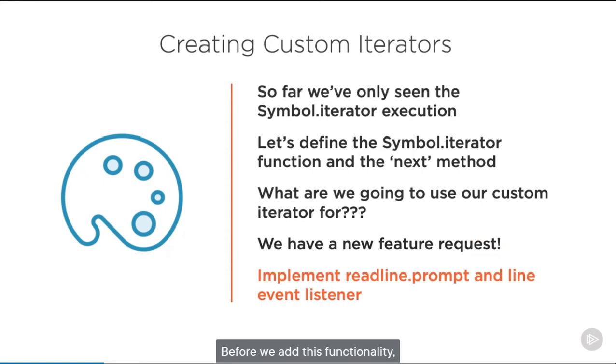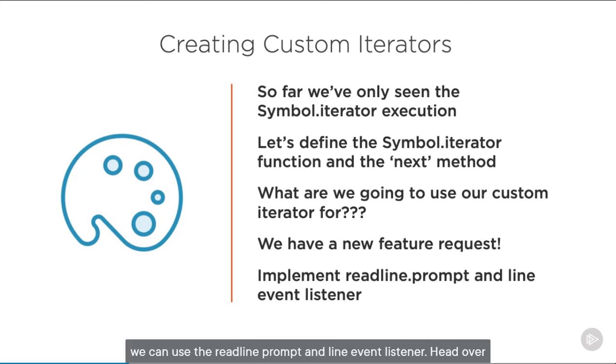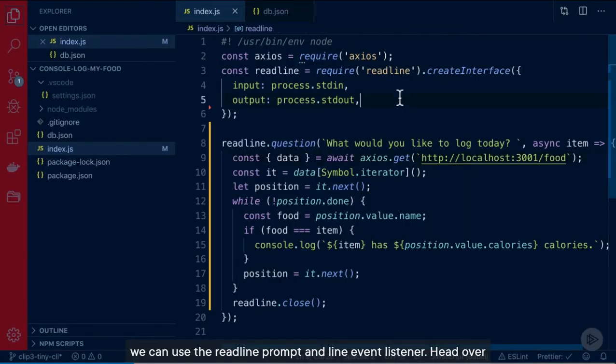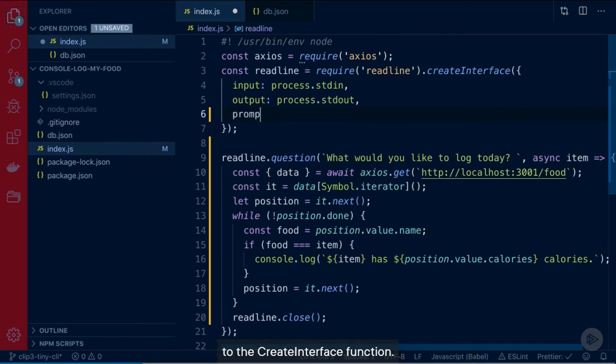Before we add this functionality, we need to make our command line tool a little more robust. We need the user to have the ability to enter different commands for logging food and listing foods, to name a few. To turn this app into more of a CLI, we can use the readline prompt and line event listener. Head over to your editor, and the first thing we'll do is add a new option to the createInterface function. Enter prompt as the key and enter "command >" as the value. This means when we call prompt, the enter command string will print in the terminal.